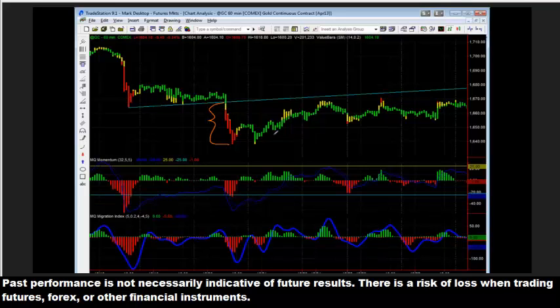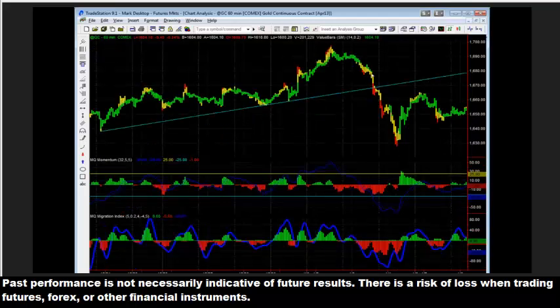All right, let's look at a few more examples here. We have, yet again, another nice trend line situation.